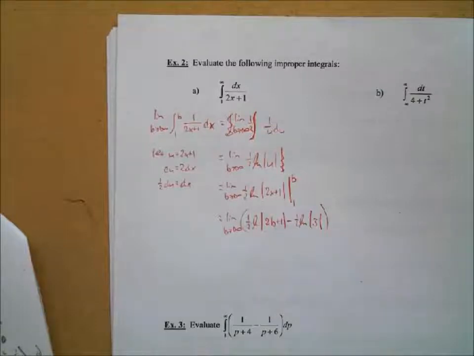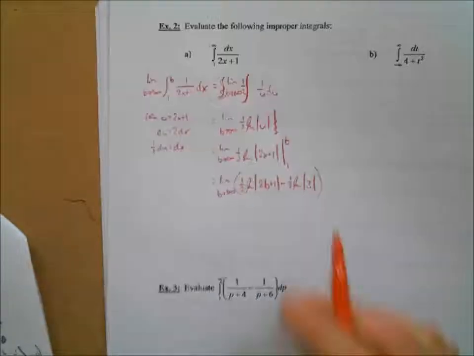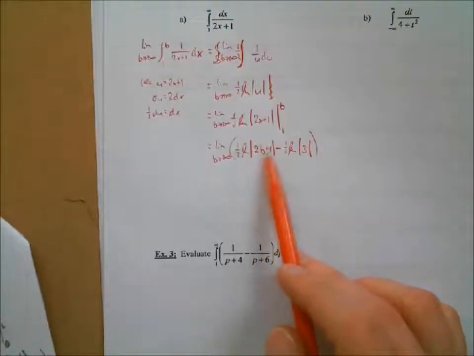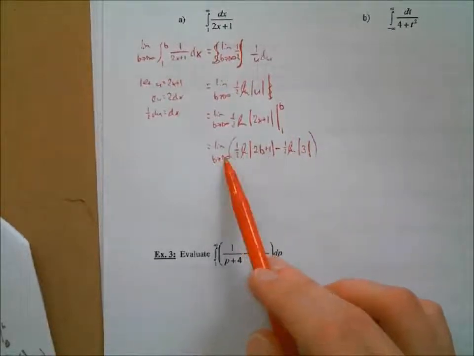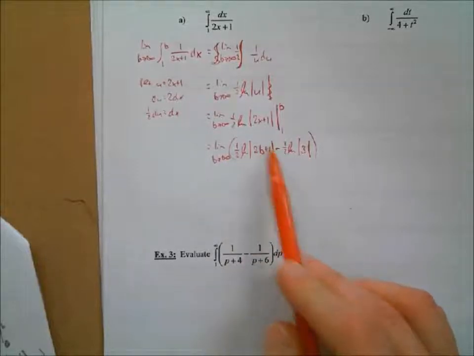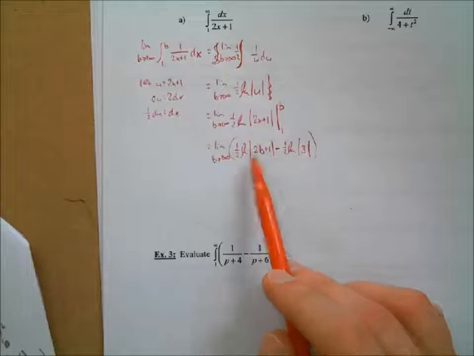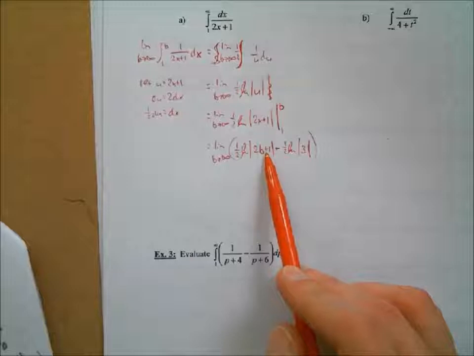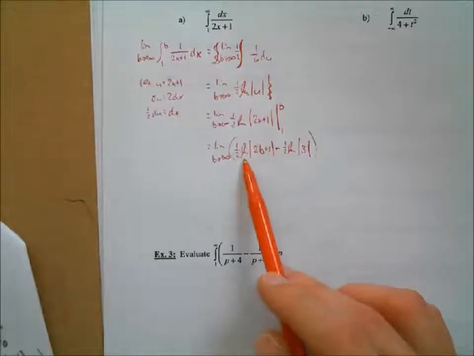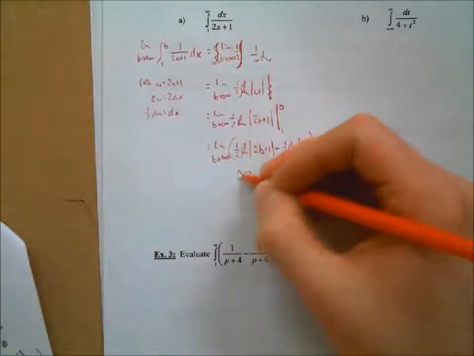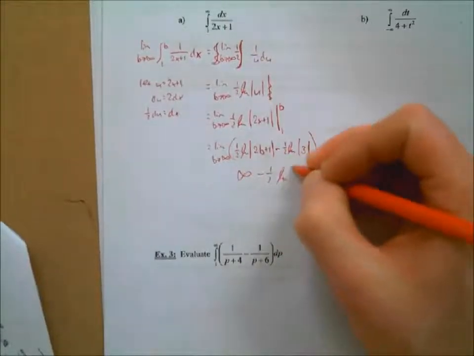So for our lower limit, it's finite because we just plugged in a 1 there. But for our upper limit, we have that b. Now we're going to imagine plugging in infinity here. 2 times infinity is infinity, plus 1 is still infinity. Absolute value, still infinity. The natural log of infinity, well, natural log continues to increase without bounds. So this is going to be infinity times 1/2, which is still infinity. So we're going to have infinity minus 1/2 the natural log of the absolute value of 3.